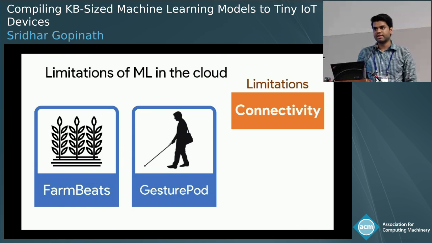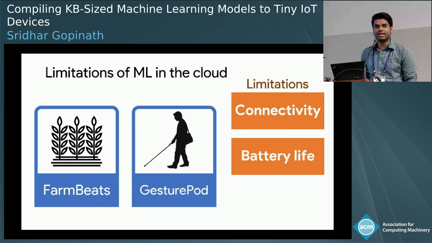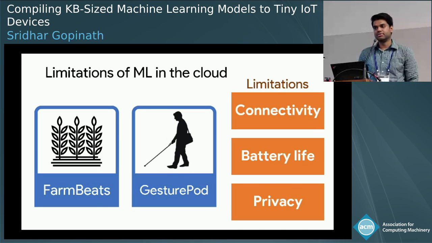GesturePod is another device which tries to improve accessibility. Here, the device attaches onto the white cane of a person with visual impairment, and machine learning algorithms are run to identify the gestures performed with the cane. However, if the machine learning algorithms are running on the cloud, it incurs network communication for each gesture. That means high energy consumption, which significantly reduces the battery life of the device. Moreover, latency is a big concern these days, and users are not comfortable with sending sensitive data, like the history of gestures, to the cloud.